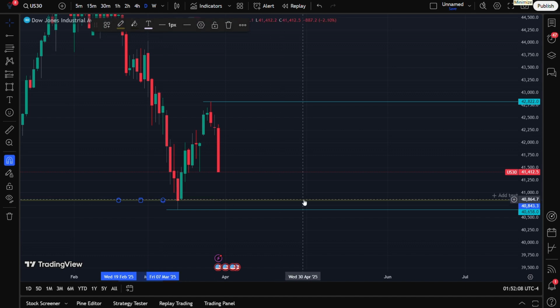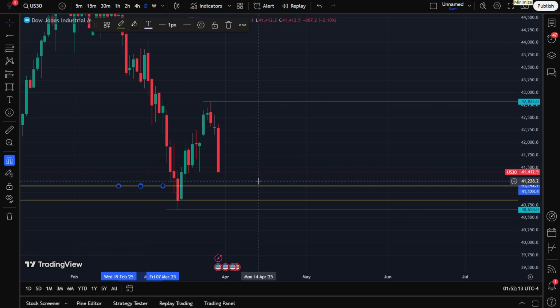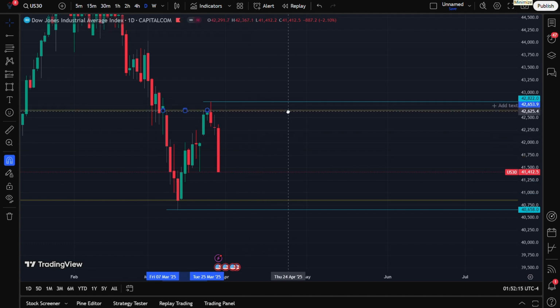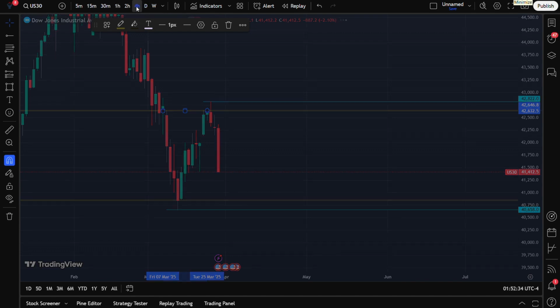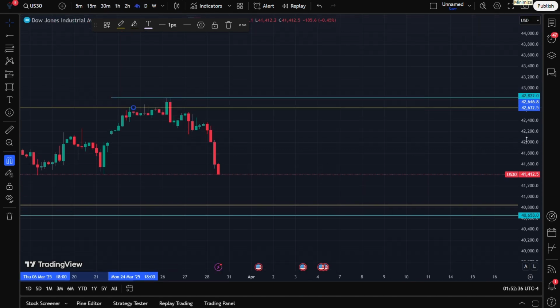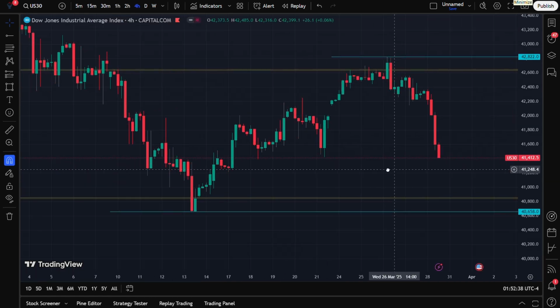Okay, so I'm going to mark this as my support at 40,857, and I'm going to mark one more, my weekly resistance, at 42,632. Sorry, that's my daily, not weekly. My weekly daily support is 40,829, and my weekly resistance is 40,632.